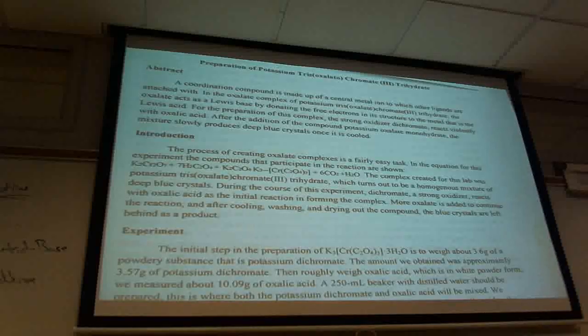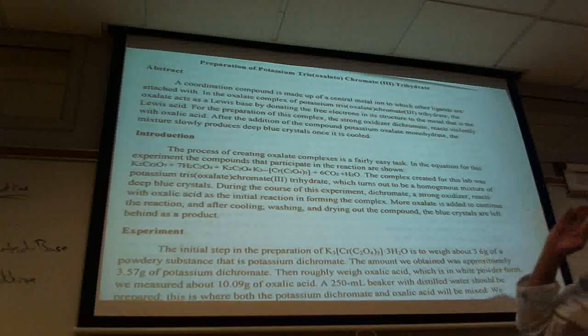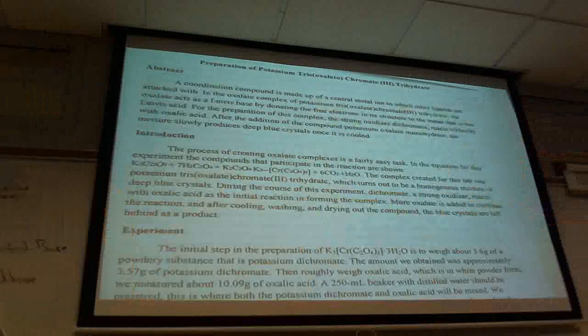The oxalate acts as a Lewis base by donating the free electrons in its structure to the metal that is the Lewis acid. For the preparation of this complex, the strong oxidizer dichromate reacts violently with oxalic acid. After the addition of the compound, potassium oxalate monohydrate, the mixture slowly produces deep blue crystals once it is cooled. Well, there's some details missing there. Like, what are those deep blue crystals? Are those deep blue crystals the final product? Well, I guess you can infer that from the way it's written. So that's an example of one abstract.